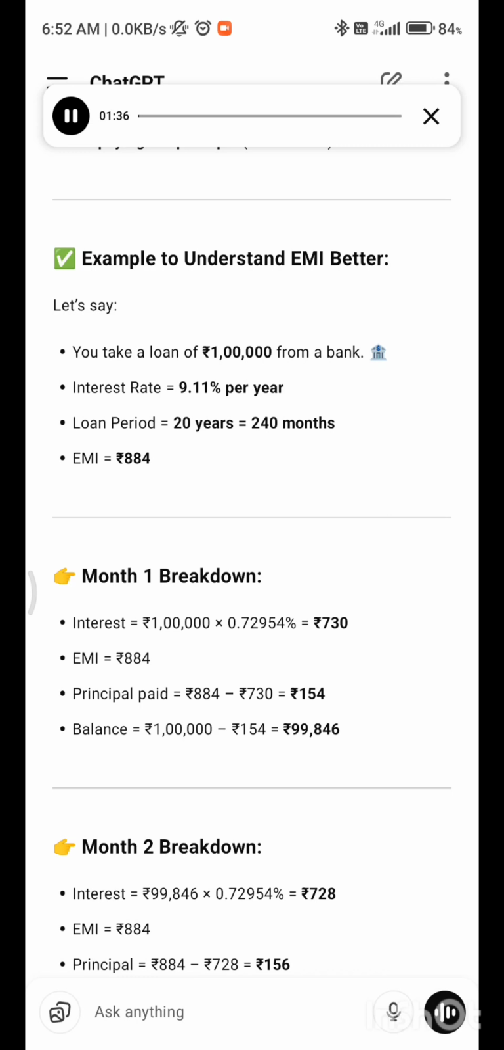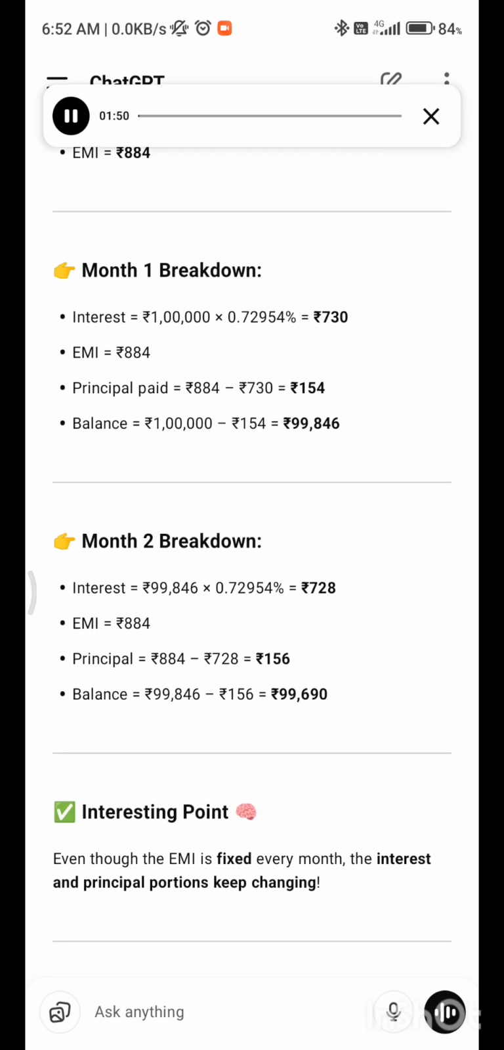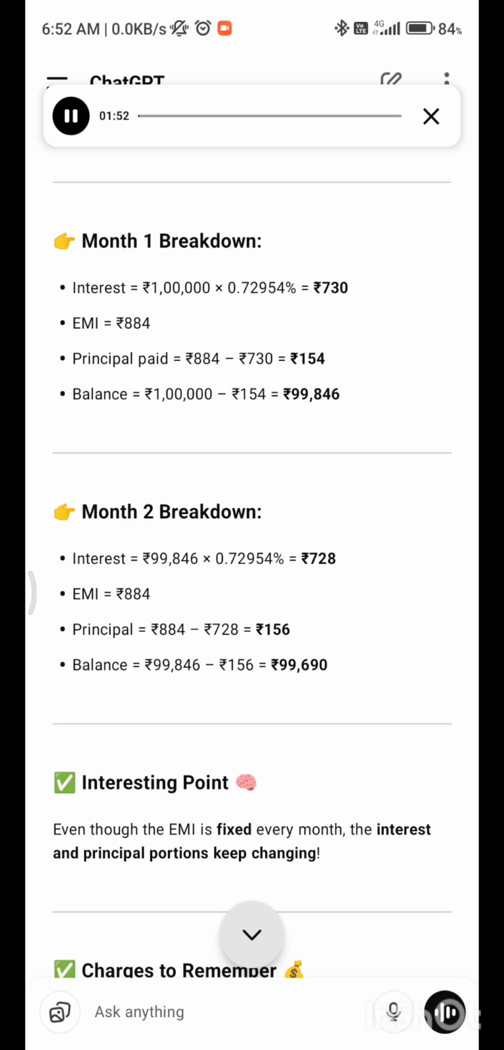Interest equals 100,000 times 0.7295%, equals 730. EMI is 884. Principal paid equals 884 minus 730, which is 154. Balance equals 100,000 minus 154, equals 99,846. Month 2 breakdown. Interest equals 99,846 times 0.72954%. EMI equals 884. Principal equals 884 minus 728, equals 156. Balance equals 99,846 minus 156, equals 99,690.